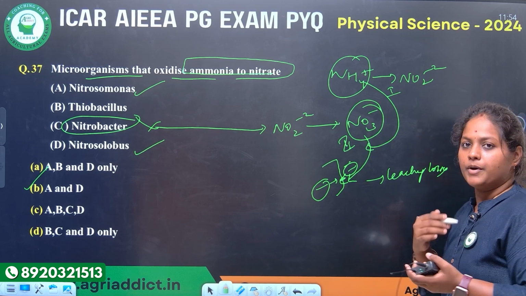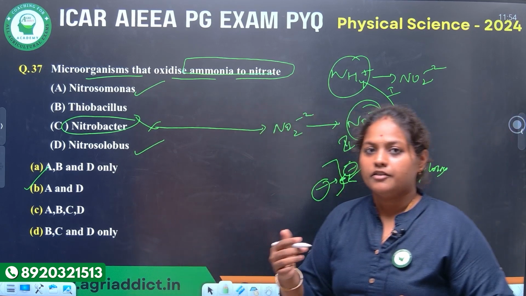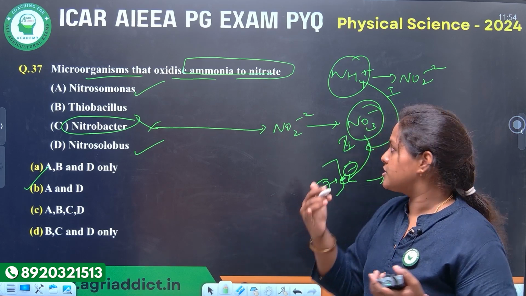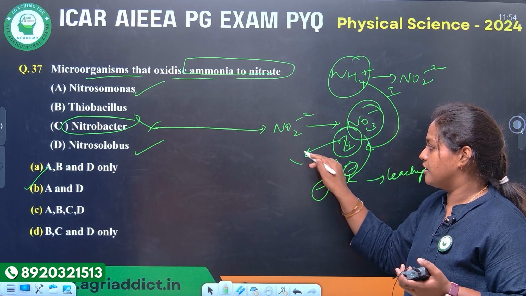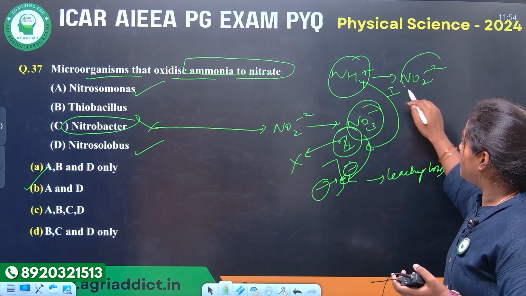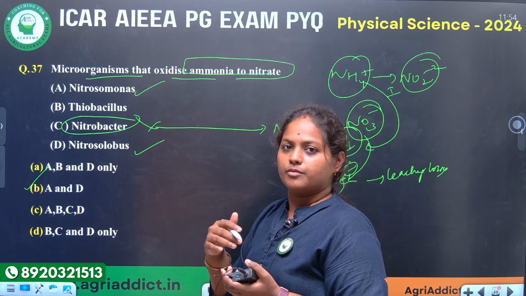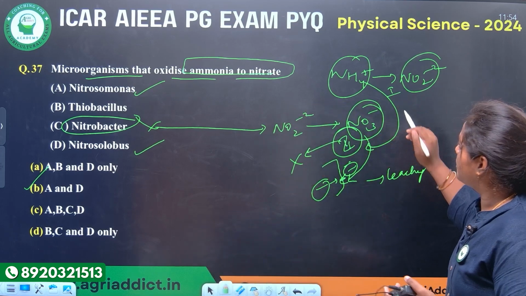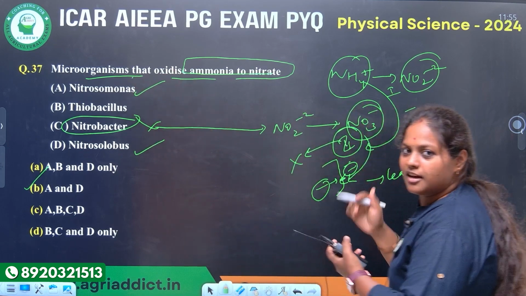So there are substances like nitrification inhibitors which inhibit the nitrification process, especially step 2 of nitrification. When they inhibit step 2, incomplete nitrification results, and in this way nitrate leaching can also be minimized. This is an additional concept, but do remember the organism names first, then you can look at the rest of the things.